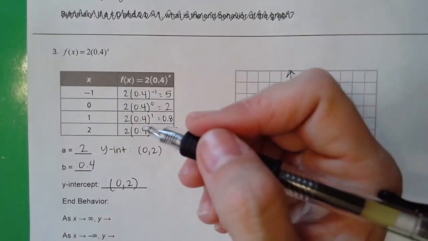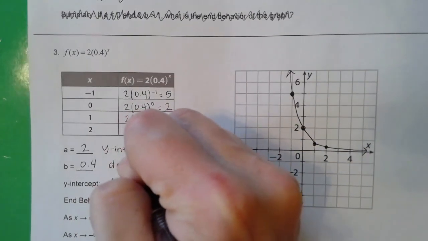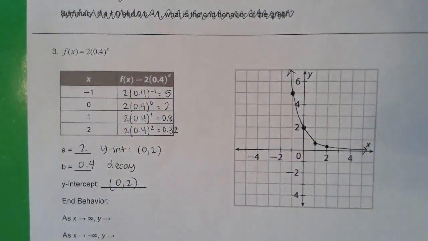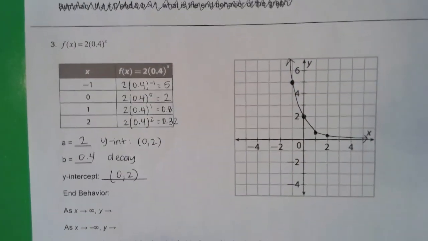0.4 is a number in between 0 and 1, and so just as a heads up, decay means the graph is getting smaller, and so decay means it's going to get closer and closer and closer to 0 as the graph goes on.